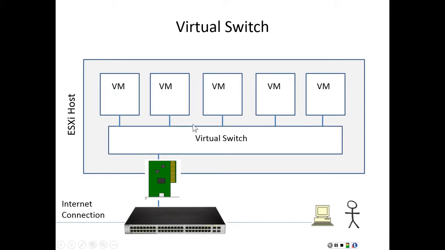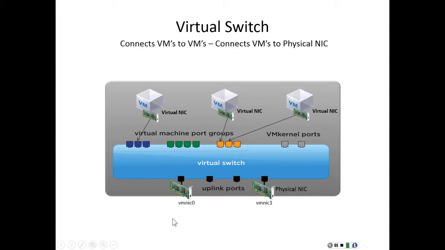A virtual switch is a piece of software that emulates a physical switch, and the purpose of the virtual switch is to connect virtual machines to virtual machines and connect virtual machines to the physical network interface card, which connects to the physical switch. Here is another diagram that shows the same thing. The virtual switch connects virtual machines to virtual machines and allows virtual machines to connect to the physical network interface card, which connects to the physical switch.